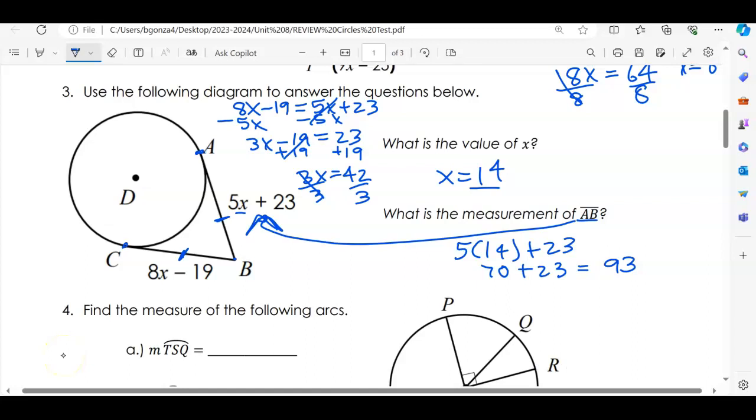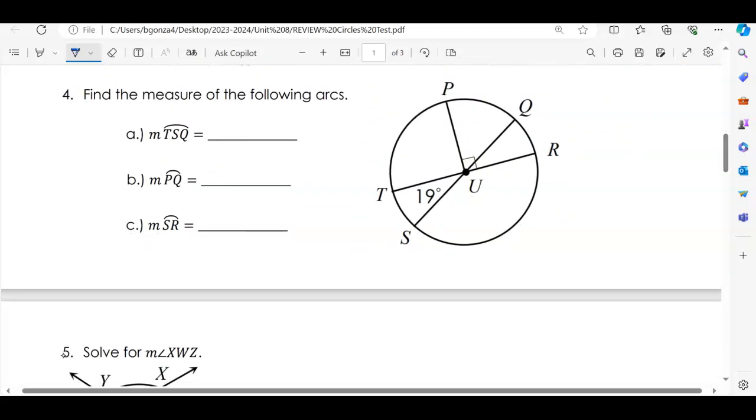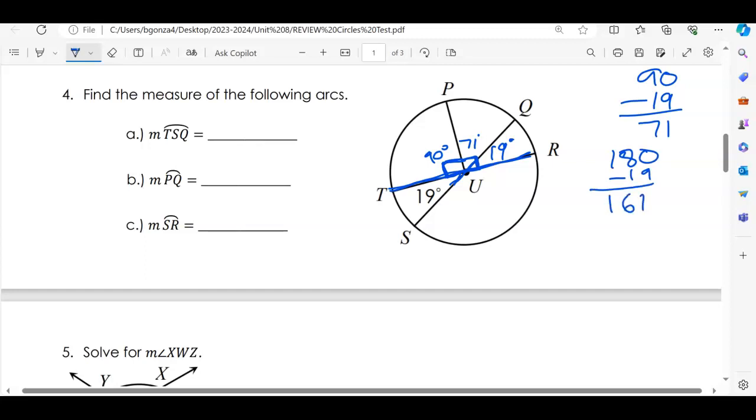All right, number 4. Find the measure of the following arcs. So check it out. If I know this is 19, I know that this is 19 because it makes an X, they're vertical angles. 19. And then check it out. If I see 90, well, then I know that if this is 19, I do 90 minus 19, 71 has to be this angle. This over here has to be 90 to make a straight line of 180. And then on the other side, again, straight line of 180, take away this 19. 161.